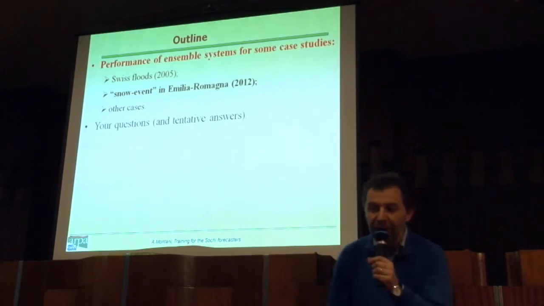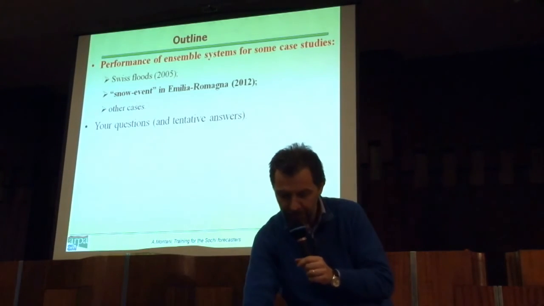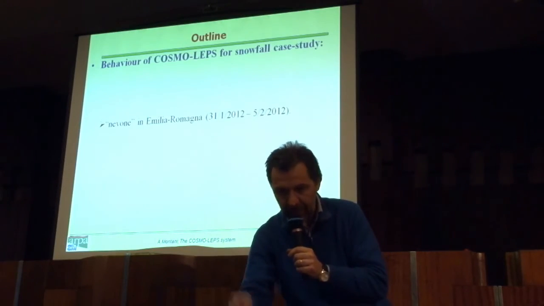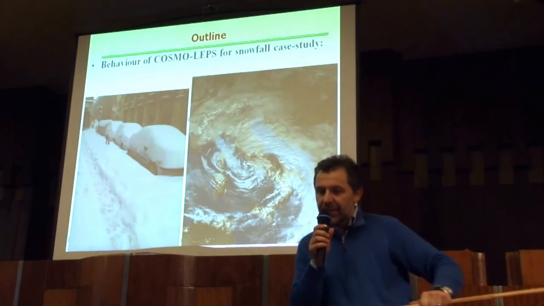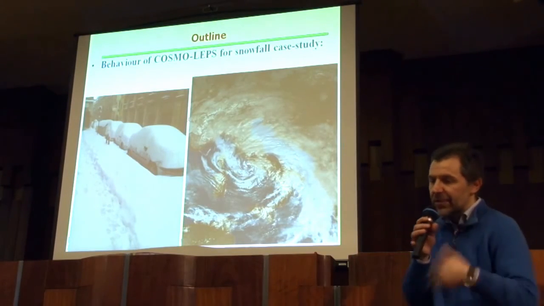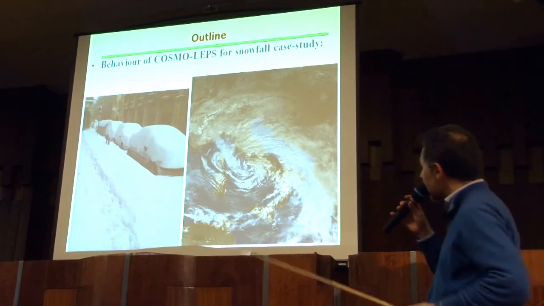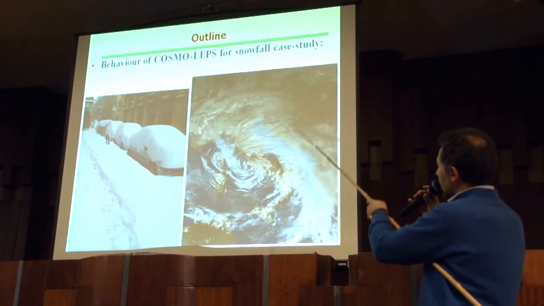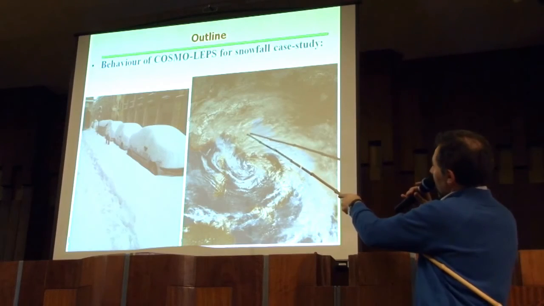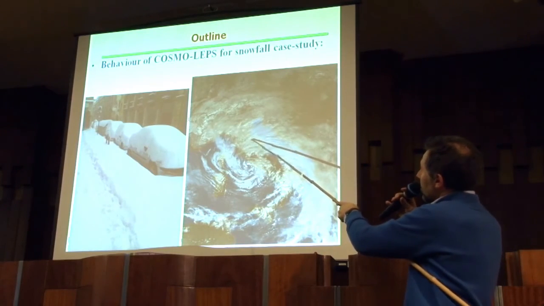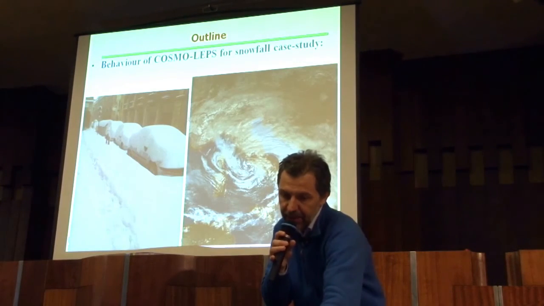So now we look at the snow event in Emilia-Romagna, called Nevone in Italian, of 2012. We will look at the behavior of Cosmology for this snowfall case study, which was actually a period of about 2 weeks where we had several events of snowfall over the Emilia-Romagna area. This cyclonic circulation and the quite cold air brought bad weather for the northeast, with higher snowfall over the eastern part of the region and less snowfall over the western part of the region. But I think that many of you do remember this period.